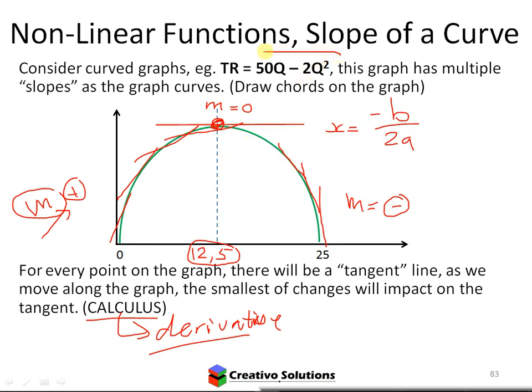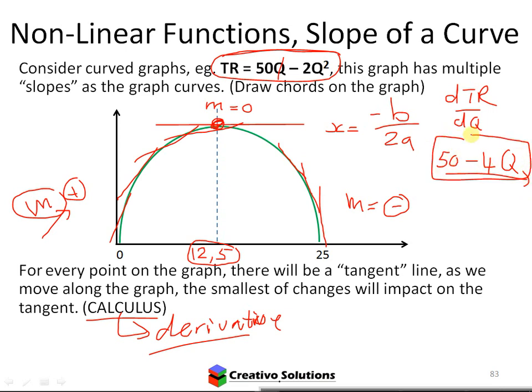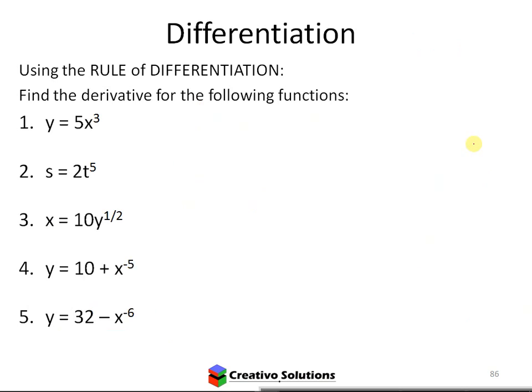Right, so let's find the derivative. What is that derivative? Give me the derivative of this function. So in other words, dTR over dq. What is dTR over dq? 50? No, the q falls away. Minus 2 times 2, 4q. That's it. Okay, so now that's the derivative. 50 minus 4q.